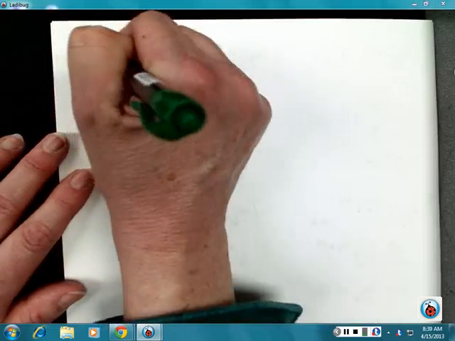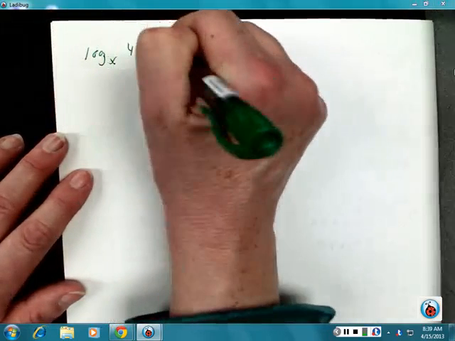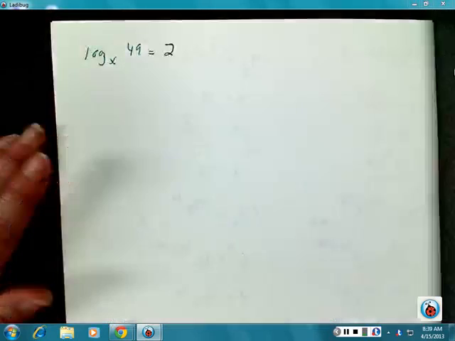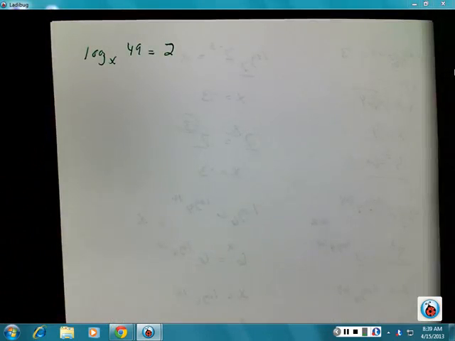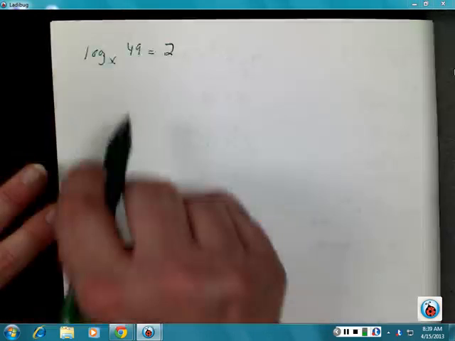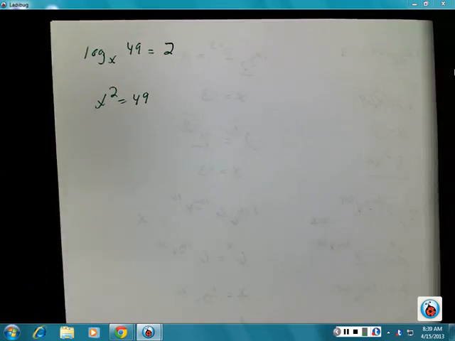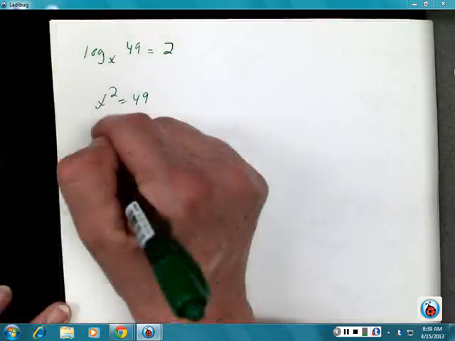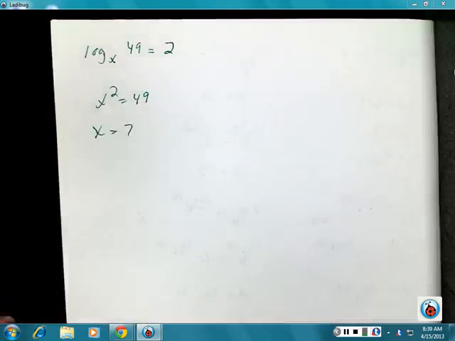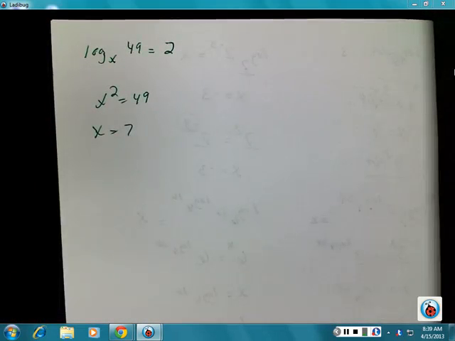How about this one? Log base x of 49 equals 2. Can't use this one on your handy dandy fancy calculator at all. So x squared equals 49. What would be my base? What times itself gives you 49? And we all know it's 7, right? So x equals 7 for that one. And so you can reverse it and come up with solid values on those.